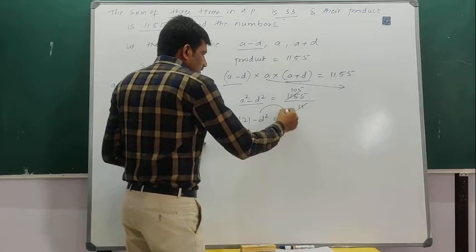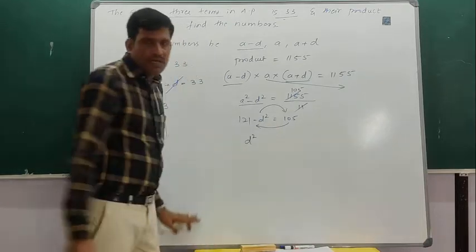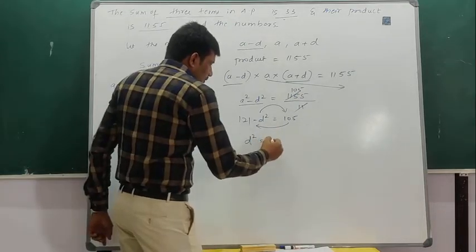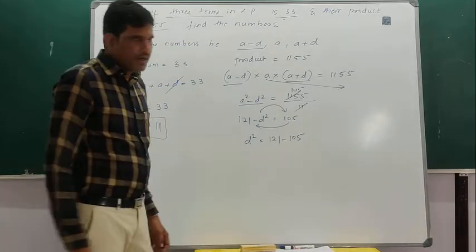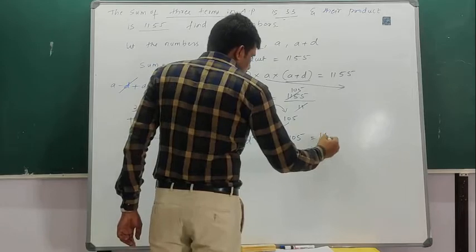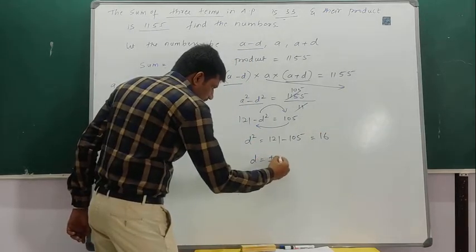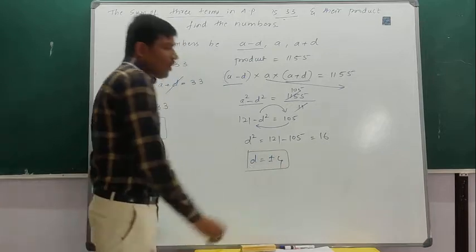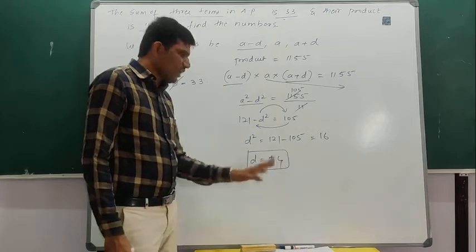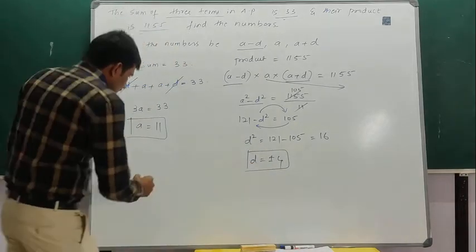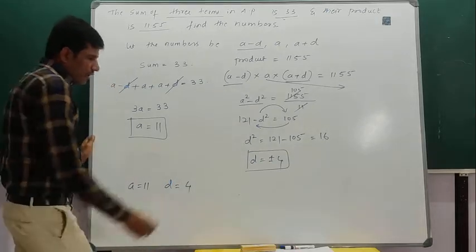Now bring this d square here and 105 here. Minus d square will become plus d square, so d square is equal to 121 minus 105. So 121 minus 105 is equal to how much? 16. Now if d square is 16, what is the value of d? It is plus or minus 4, not only plus 4. So we are having two sequences here. So when d square is 16, we are having d equal to plus or minus 4. So I take first a value is 11 and d value is plus 4. We will write the numbers.